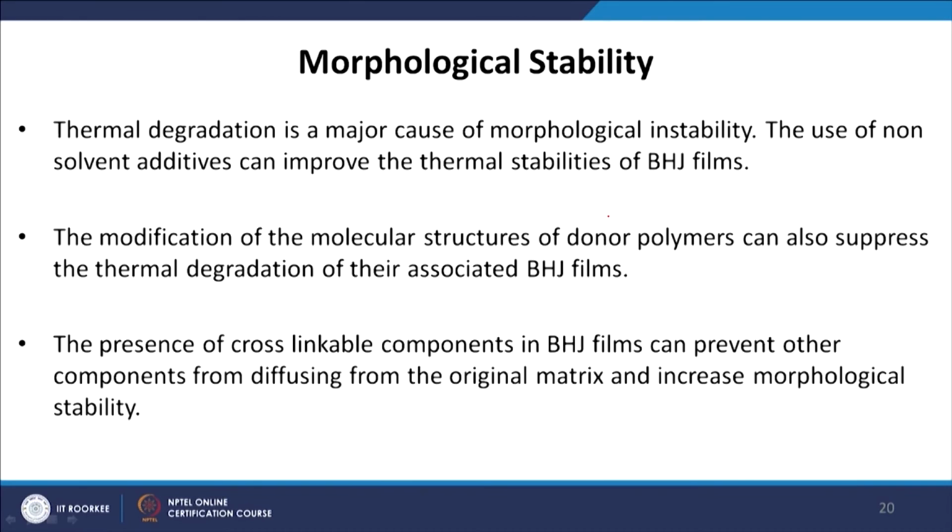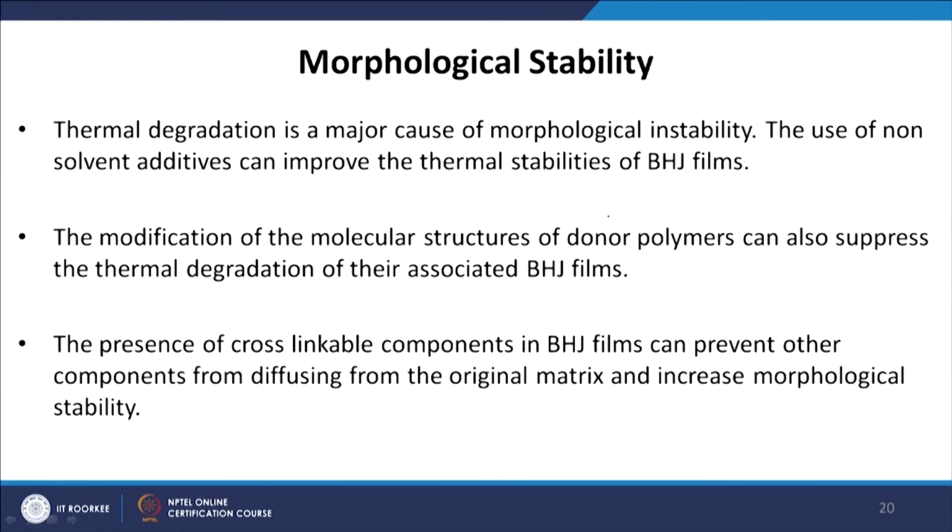Thermal degradation is a major source of morphological instability. The use of non-solvent additives can improve the thermal stability of the BHJ films. Now, if we have temperature variations from winter to summer, or even in the summer, like from 30 to 50 degrees Celsius, some of the organic materials are not very stable. So, to prevent that, we use some kind of solvent additive like tertiary butyl pyridine. The modification of the molecular structures of donor polymers can also suppress the thermal degradation of their associated BHJ films. The presence of cross-linkable components in BHJ films can prevent other components from diffusing from the original matrix and increase morphological stability.